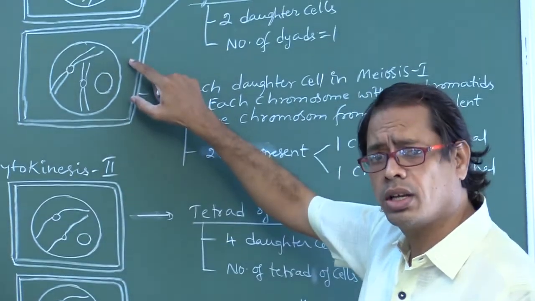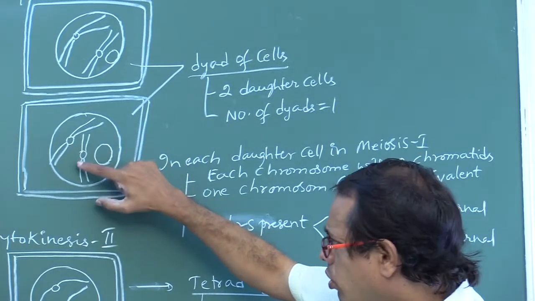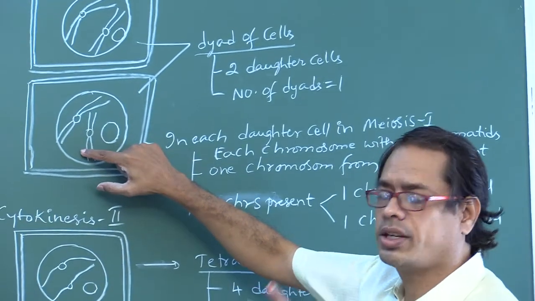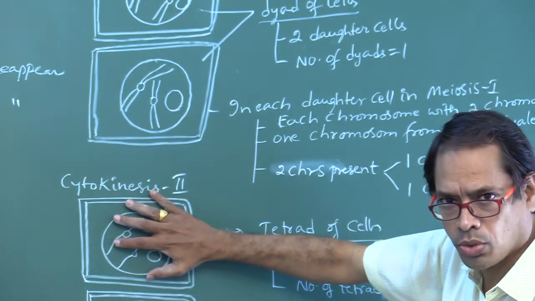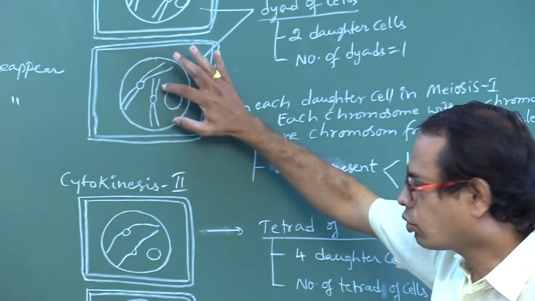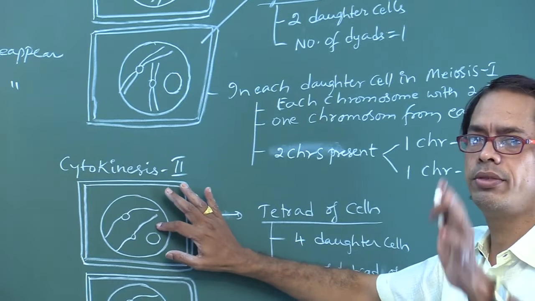Here, in meiosis 1, the daughter cell is having 2 chromosomes. Each chromosome is having 2 chromatids. That is the difference. Here 2 chromosomes, here also 2 chromosomes. Here each chromosome with 2 chromatids. Here each chromosome with 1 chromatid.